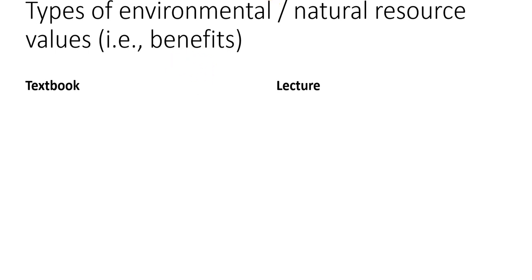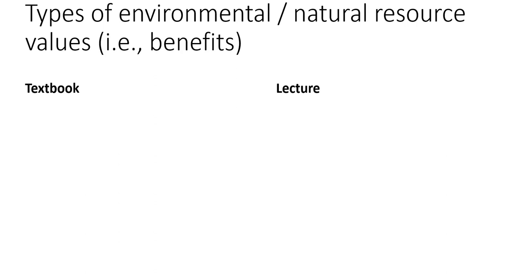Okay, so there's several types of environmental and natural resource values, and just remember when I say values, these are the benefits of environmental quality that we'd plug into a benefit cost analysis. The textbook has a classification of these concepts, and the ones that I'll talk about in the lecture are similar. I just want to point out the differences.